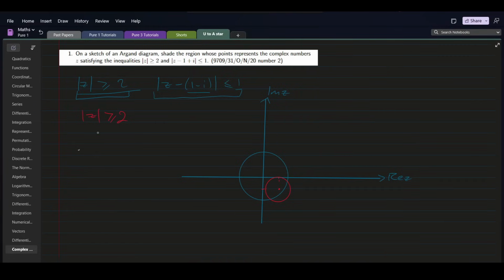Greater than or equal to 2 means we want the region outside our blue circle, which is the bigger circle. So the region outside the blue circle. And then this second inequality here is saying less than or equal to 1. So we want the region that is inside the red circle. So we want the area outside the blue circle, but inside the red circle. So that's this region over here. And that would be the shaded region that we're looking for. And that's our final answer.